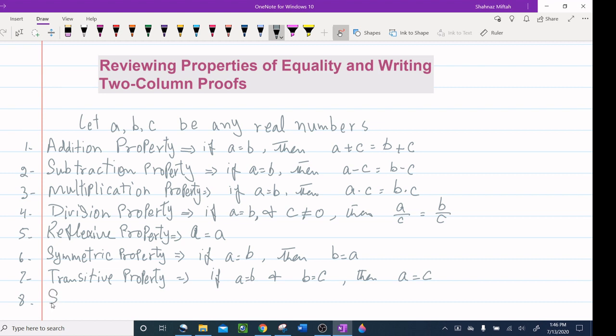Number 8, the substitution property. If A is equal to B, then B can replace A in any expression.